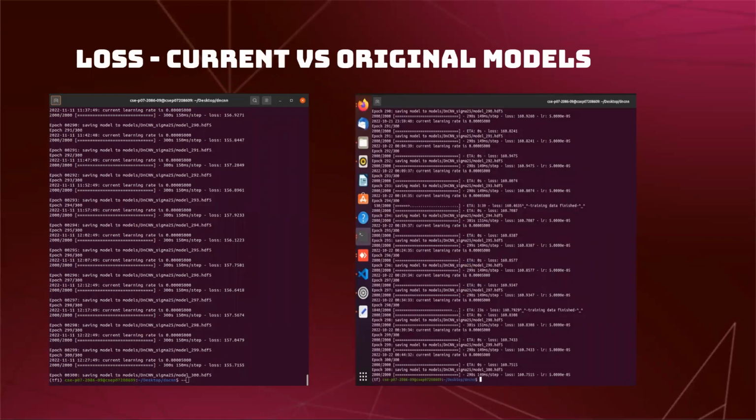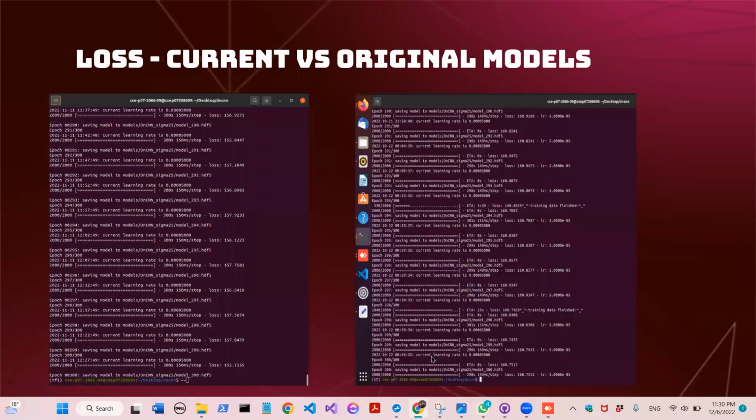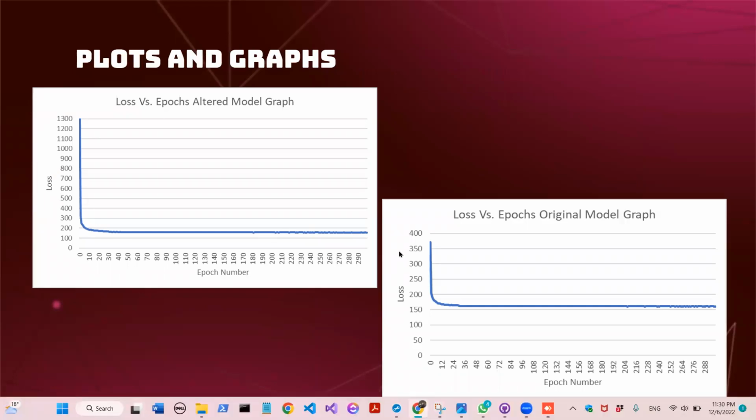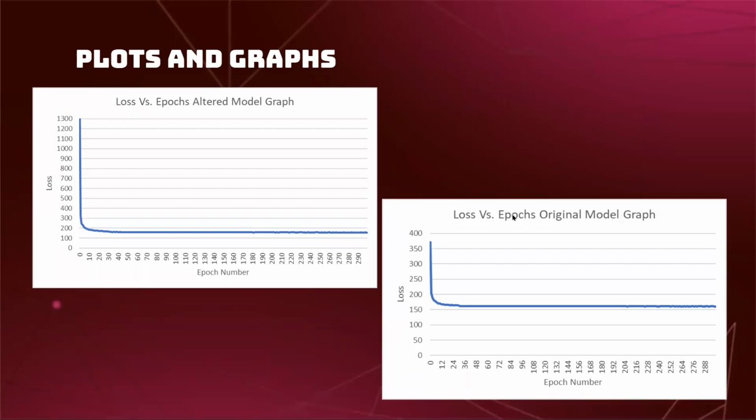We actually found out that the loss decreased while we improved the model. Initially, the original model had a loss of 155, while ours had a loss of 160. I'm sorry, I apologize, the other way around. Ours has 155 and theirs is at 160. So those are the plots for the training loss, the original model versus ours.